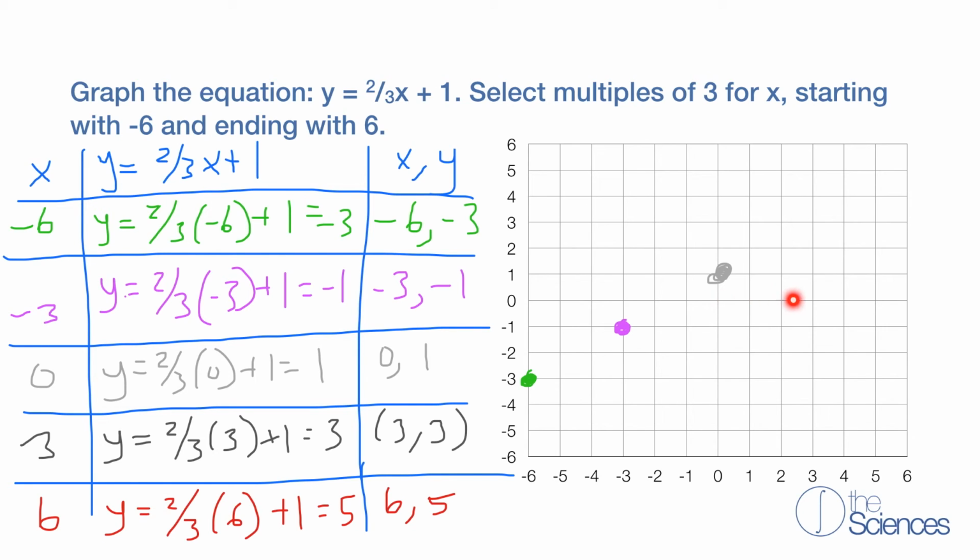So we're going to move 3 places to the right and 3 places up. And our fifth point is 6 units to the right, x, and 5 units up. So now we're at 6, 5. Now we're going to connect the points with a smooth curve or line. So all we're going to do is just draw a line through our points. And that's the graph of 2/3 x plus 1.